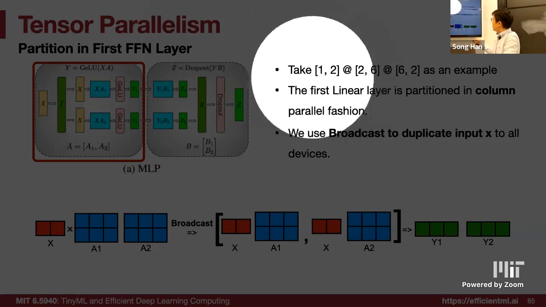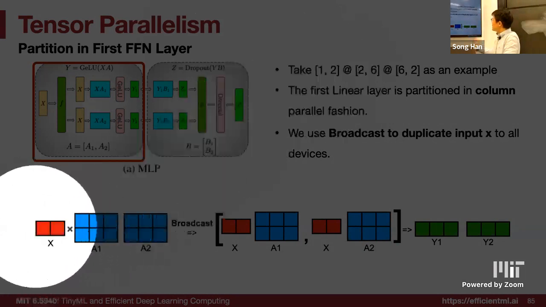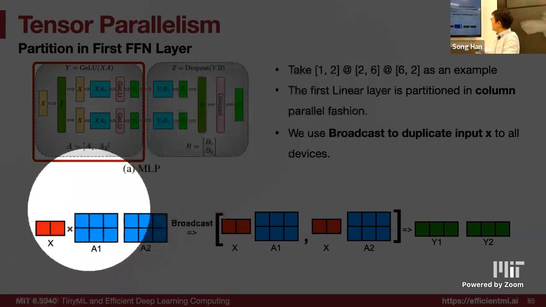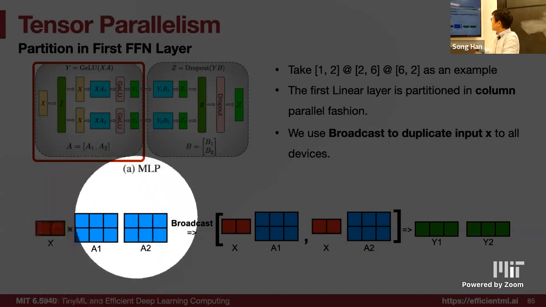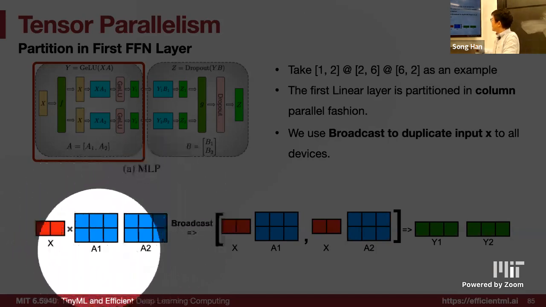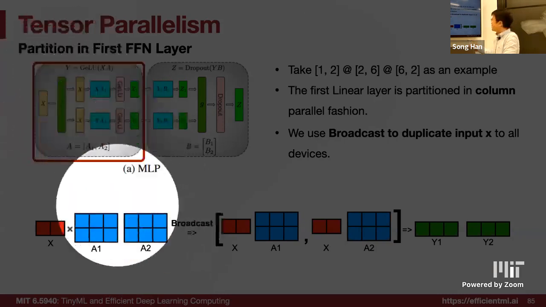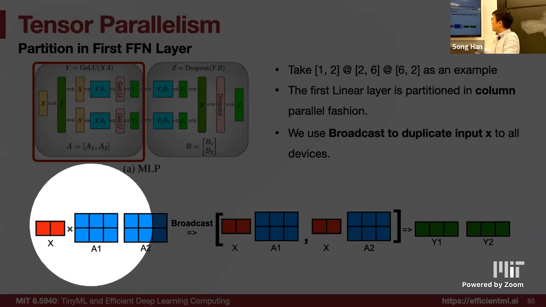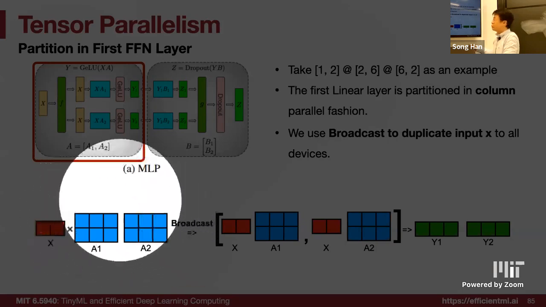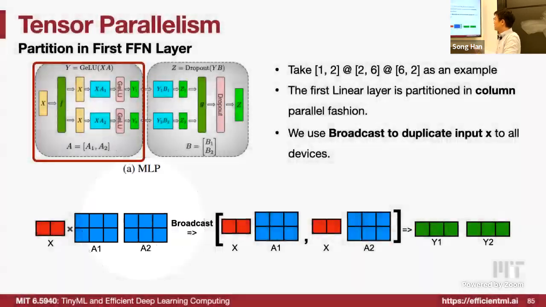To be simple, we use a 1 by 2 matrix. This is the activation, 1 by 2, and 2 by 6, which is the weight of the first FFN layer. We have 2 GPUs in this case. We split it in this way. Each GPU holds 2 by 3 and 2 by 3. Two GPUs, that's 2 by 6, right?